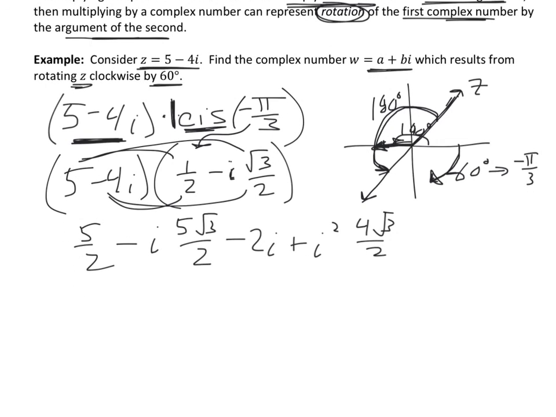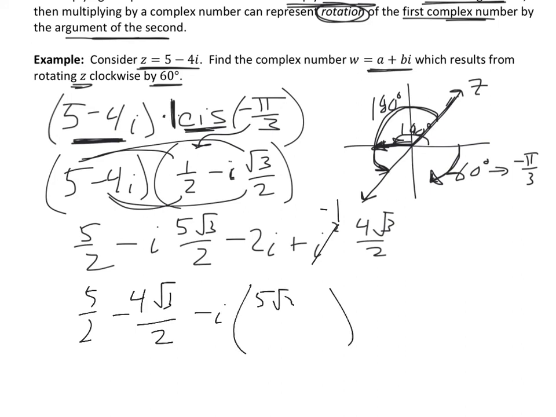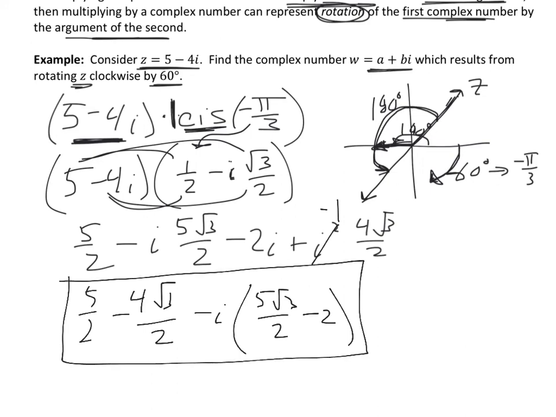So it's a little bit messy, but we can work through this. It's nothing we're incapable of doing. This is going to be negative 1. So I'm going to have 5 halves minus 4 root 3 over 2. And then it looks like I've got minus i, and inside of this, I had 5 root 3 over 2 minus 2. So this is certainly not a pretty answer, but this complex number right here is indeed this thing that has been rotated by 60 degrees in the clockwise direction.